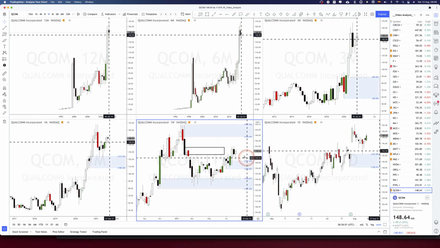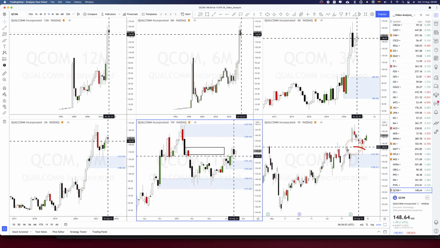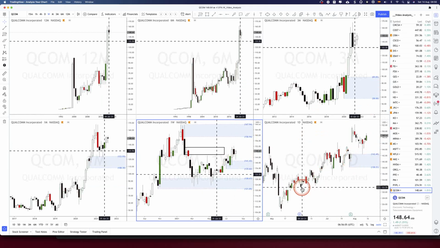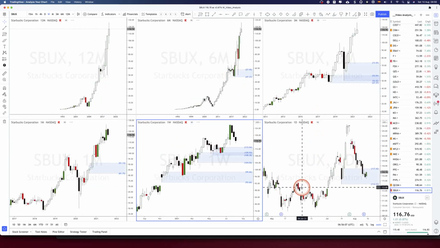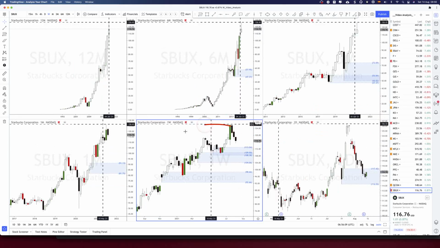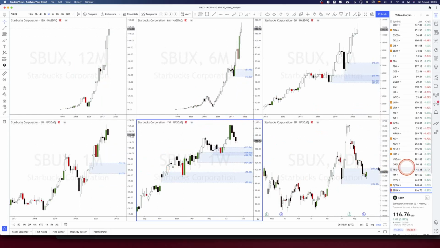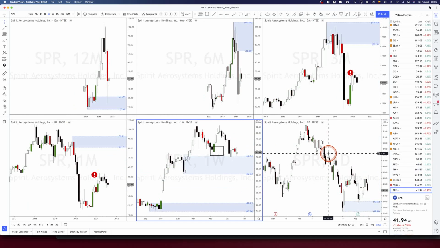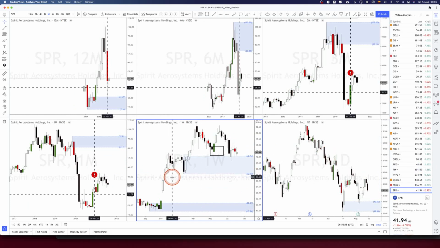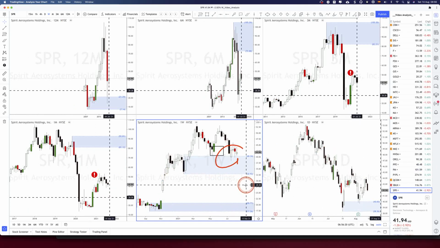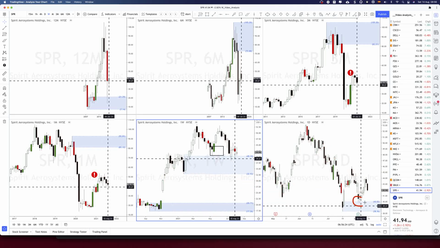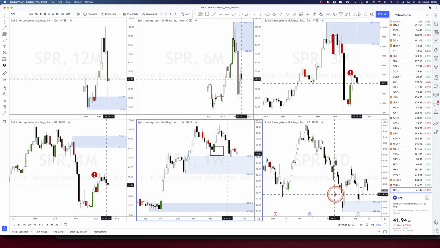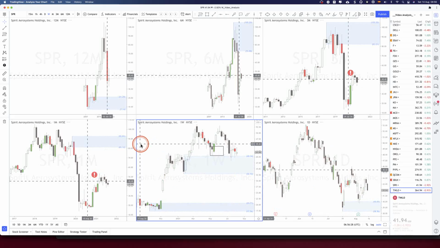Qualcomm, weekly demand almost in control. Strong demand came into control last week and is trying to play out. Starbucks, we have weekly in an uptrend, monthly in an uptrend, strong demand in control for longs. Spirit Aerosystems, weekly demand in control, tested already, longs if new areas of demand are created. We had this one over there, being tested already.